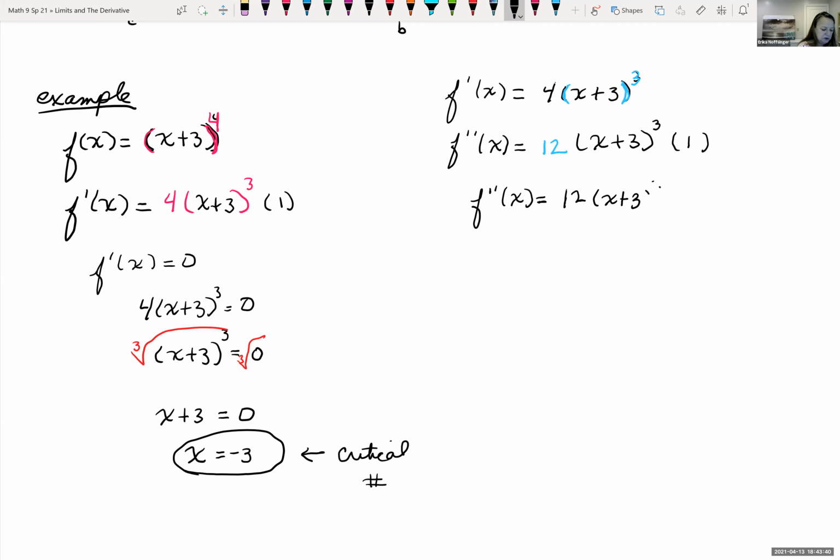Unfortunately, when I plug in that -3, wherever I see an x in my second derivative, that's going to give me back 0. So that -3 plus 3 in that quantity gives me 0. 0 cubed is 0 times 12 out front is 0. And so the second derivative test in this case is inconclusive.